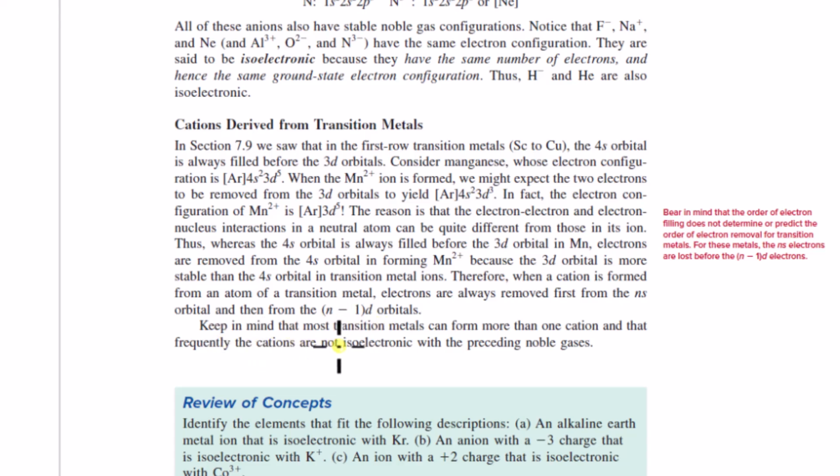Okay, keep in mind that most transition metals can form more than one cation, and that frequently the cations are not isoelectronic with the preceding noble gases. So it obviously gets more complicated when it comes to the transition metals. Transition metals can form more than one type of cation, and then what is the resulting cation of a transition metal isoelectronic with? Well, that's not going to be as simple as with the representative elements, where it's just being isoelectronic with the closest noble gas.